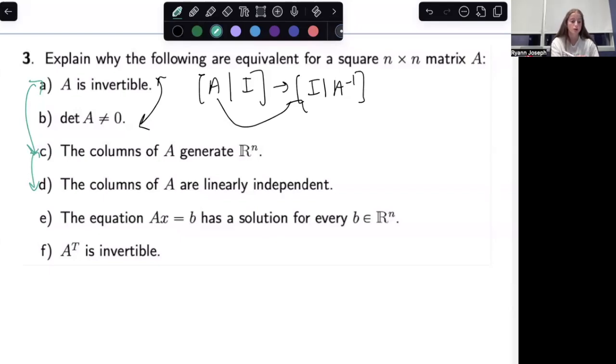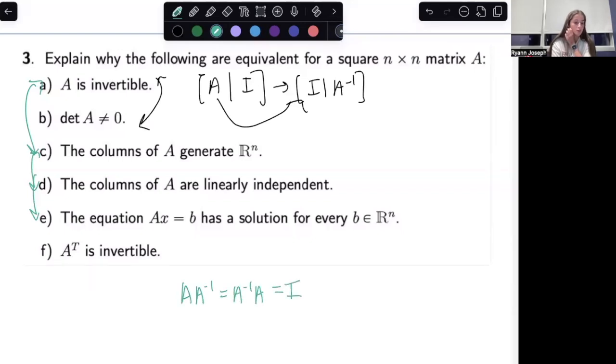Then for part E, the equation Ax equals b has a solution for every b that belongs to Rn because the reduced row echelon form is the identity matrix, so it's going to have a one-to-one correspondence with the values of b. So any b that you put into there will have a solution. It'll have a unique solution actually. And then lastly, the transpose is invertible, which we know. So if it's invertible, we have that this is true, right?